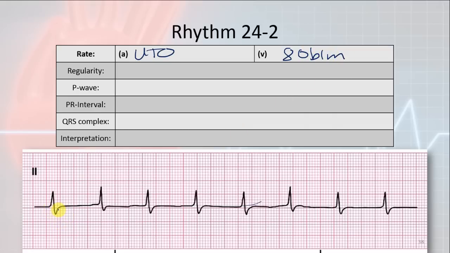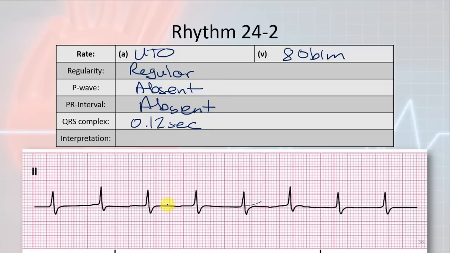The QRS complex looks pretty wide with this. I don't know if that's a pseudo S-wave or if that's part of the QRS complex, but it looks to be a little bit wider than 0.12 second, but we'll say regularity is regular. P wave is absent. PR interval is absent because we don't have a P wave. QRS complex, I'm going to say is about 0.12 second. It could be a little bit wider, but I'm not really sure.